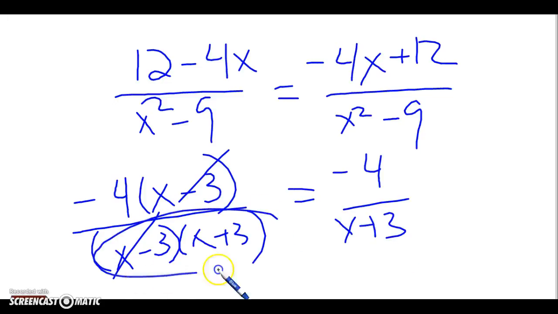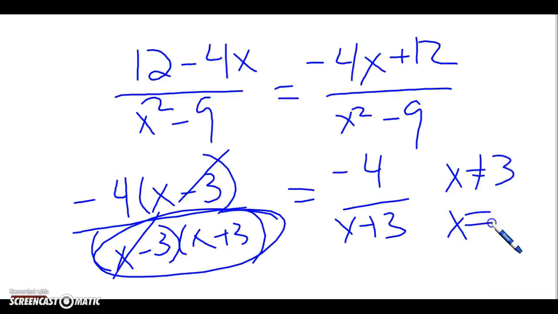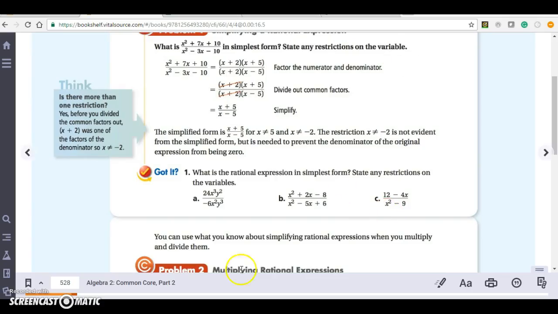For my restrictions, I look at my denominator and set that equal to 0, so x cannot equal 3 and x cannot equal negative 3. And let's see, was there any? That's it. I hope this helps.